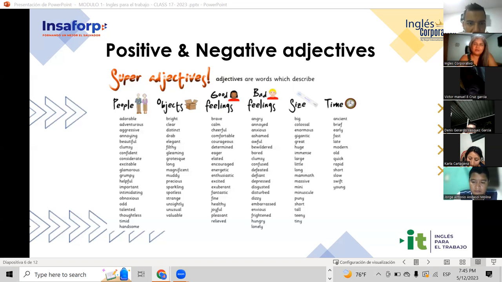Yes. Okay. Glamorous. Viene de glamour. Positive. Grumpy. Negative. Es alguien que es enojado, gruñón. Grumpy. Están tomando nota, ¿verdad?